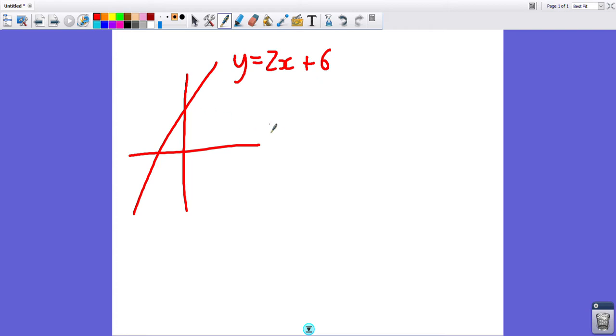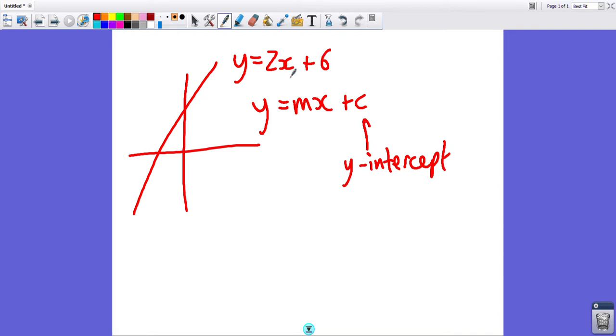Well, because lines take the form y equals mx plus c, where c is defined as the y-intercept, we can literally just look at y equals 2x plus 6 and say, well, this is c, therefore 6 must be the y-intercept. So it's really easy just by looking at the actual equation of the line, because c literally represents the y-intercept. However, it's more rare to be asked about the x-intercept.